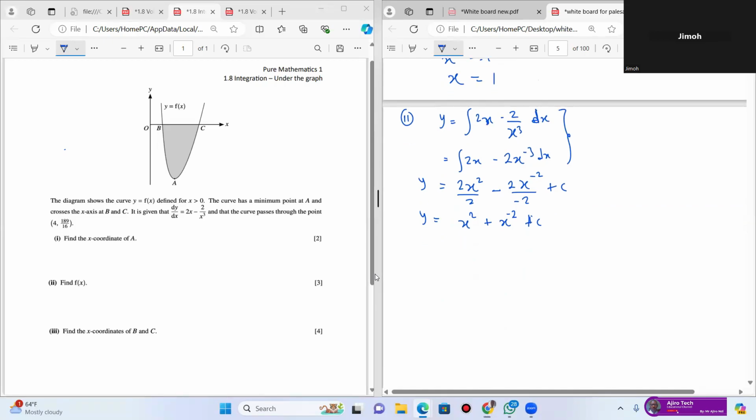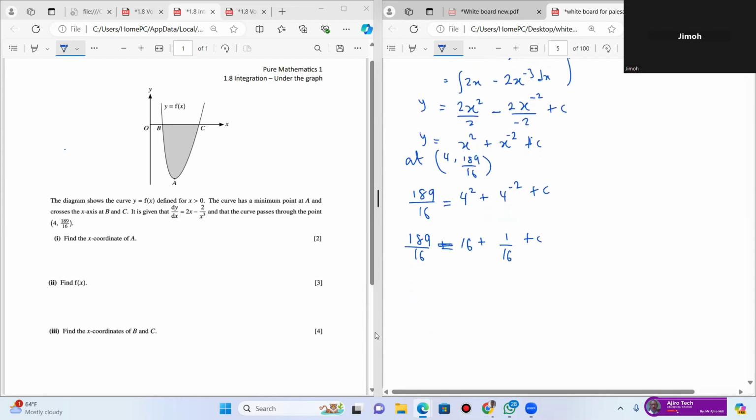Since we have this, we can now use the point given, 4, 189 over 16. Y is 189 over 16 and x is 4, so 4 squared plus 4 raised to the power minus 2 plus c. 4 raised to the power minus 2 is 1 over 4 squared, which is 1 over 16. So 189 over 16 equals 16 plus 1 over 16 plus c.